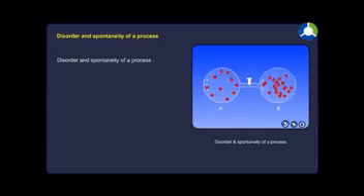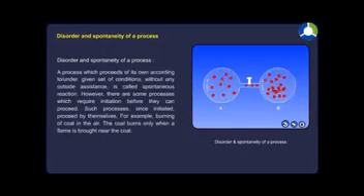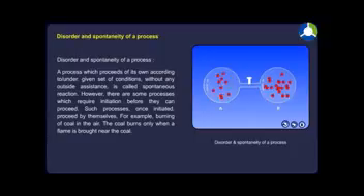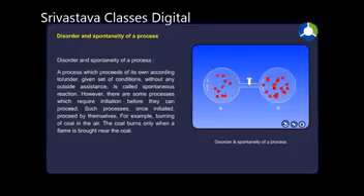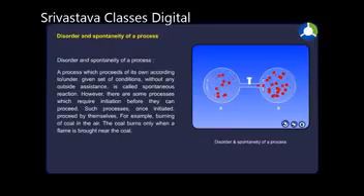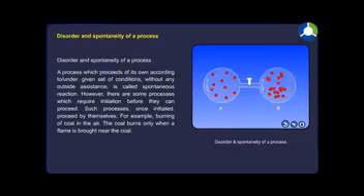Disorder and spontaneity. A process which proceeds of its own, according to or under a given set of conditions, without any outside assistance is called a spontaneous reaction. However, there are some processes which require initiation before they can proceed. Such processes, once initiated, proceed by themselves. For example, burning of coal in the air. The coal burns only when a flame is brought near the coal.